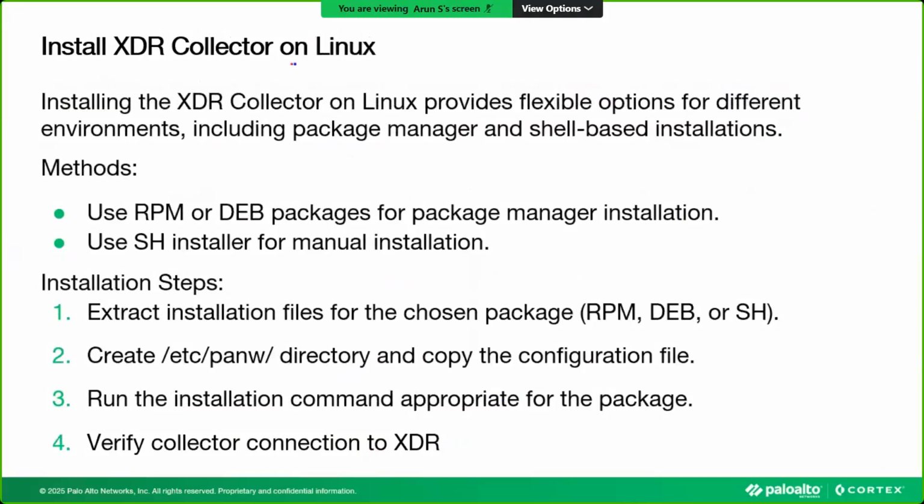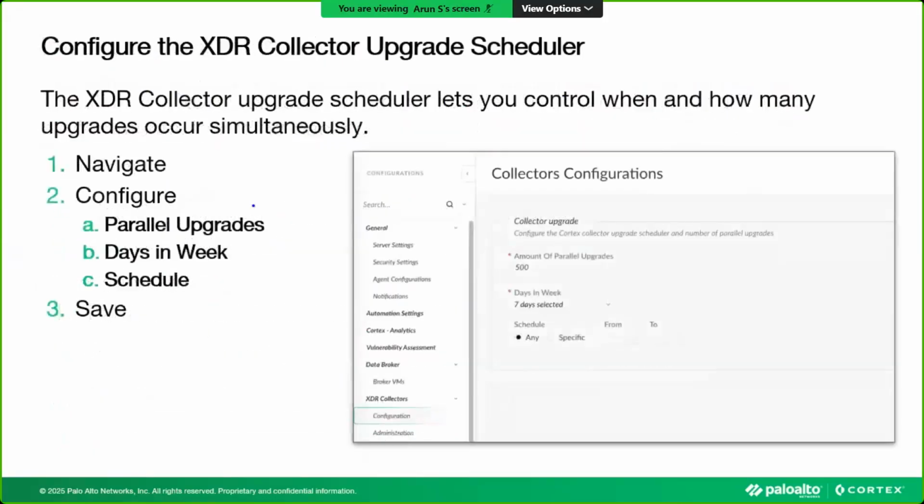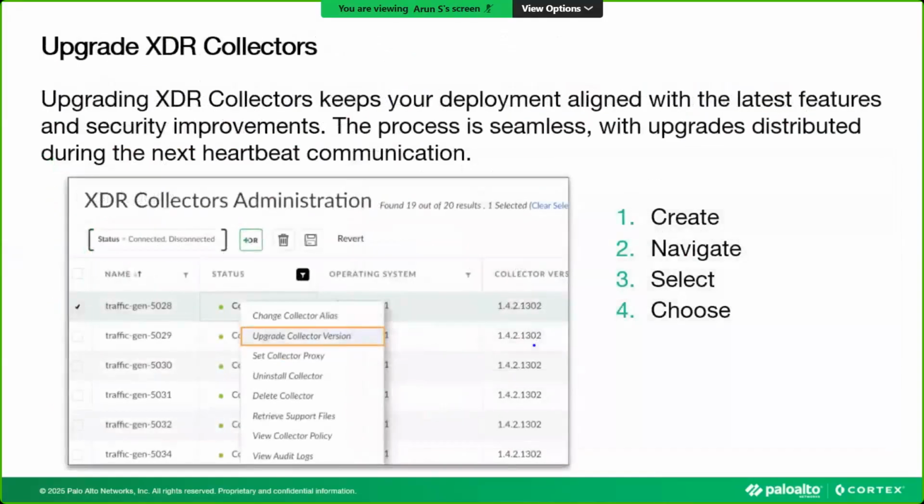Then for Linux, how to install the collector is mentioned here. Then for Windows upgrade, you have the configuration option, right? So go to configuration, and if you want to upgrade, you can do that. The upgrade scheduler lets you control when and how many upgrades occur simultaneously, so that you can configure here. Or once the collector is ready, you can right click as well. You will get the upgrade collector version option, so you can upgrade it here as well.